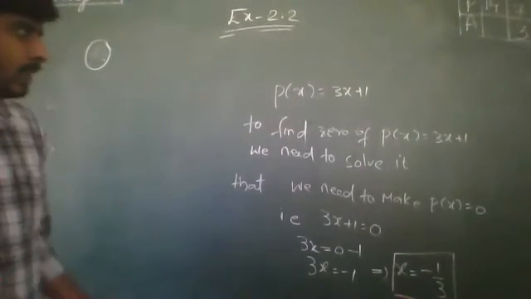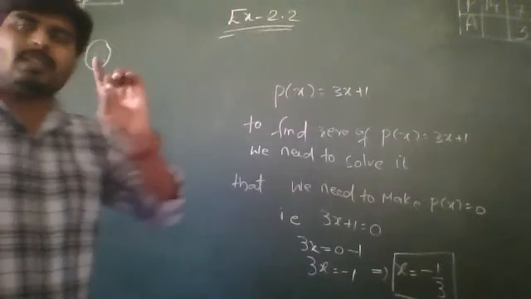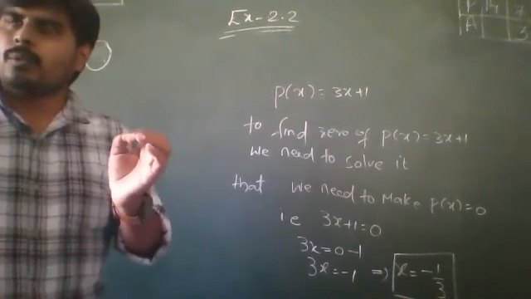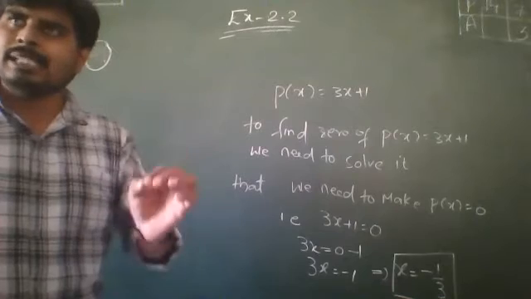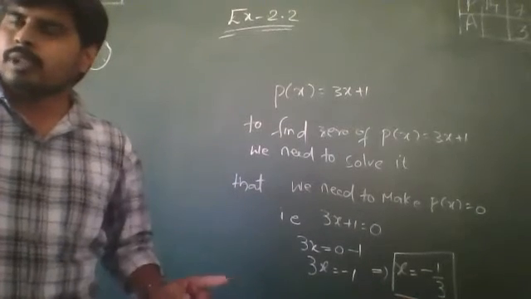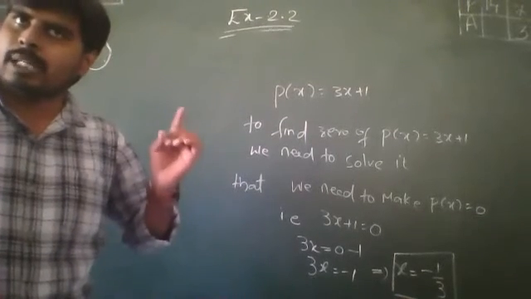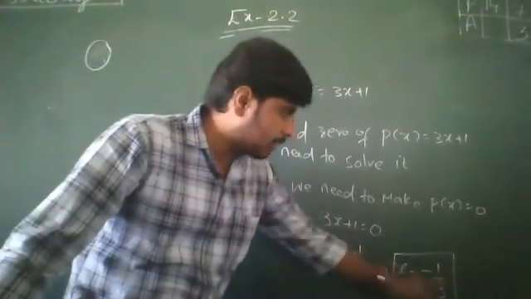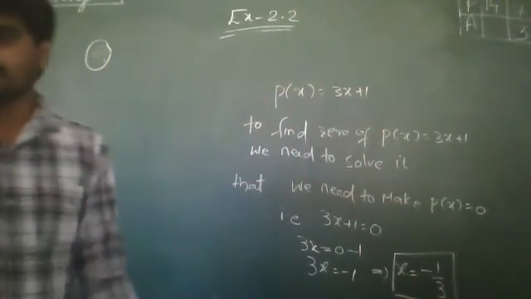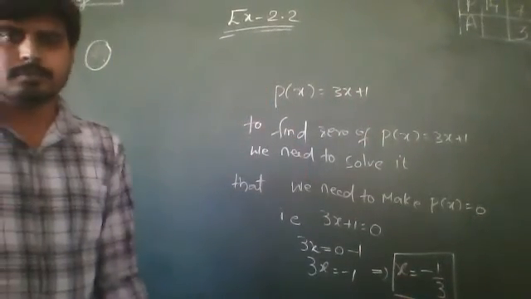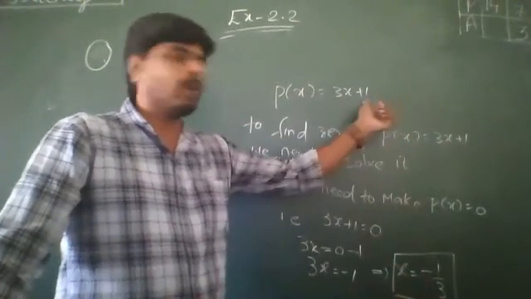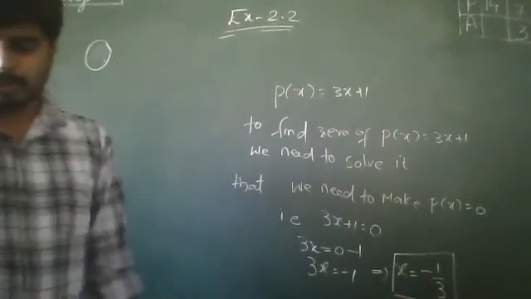Now the thing is, in the previous case we learned that the variable value which makes the polynomial value 0 is called the zero of the polynomial, right? Substitute this x equal to minus 1/3 in this given polynomial. What do you get? Let me know.